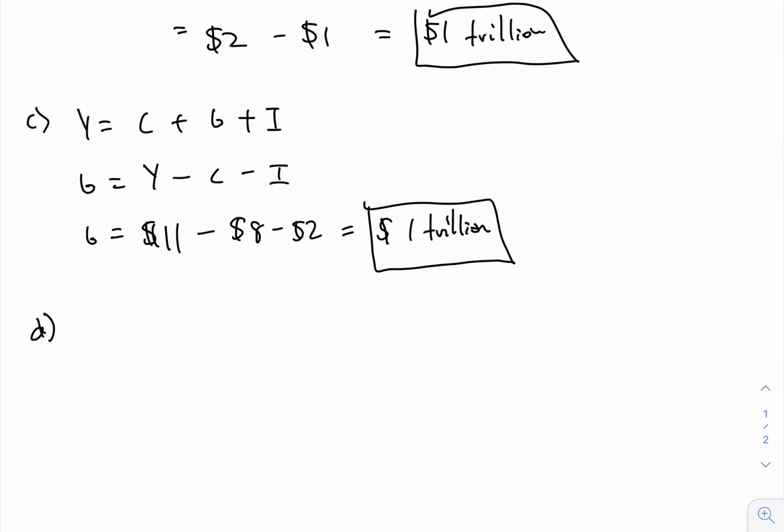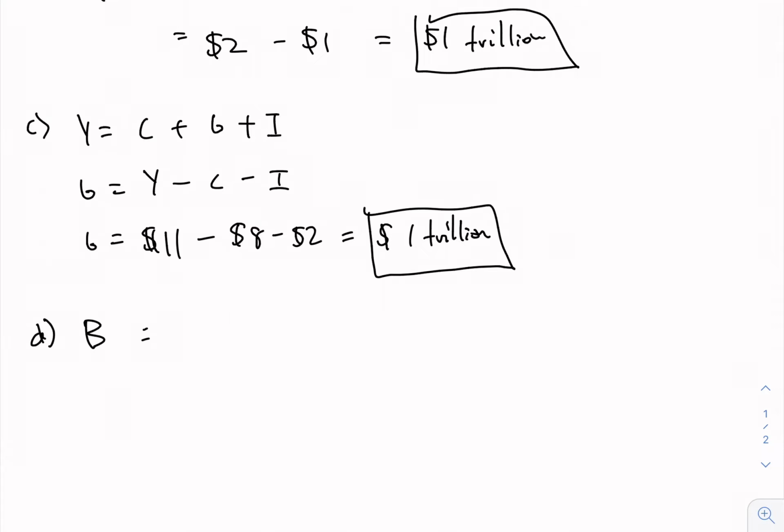Part D asks us to find the government budget deficit or the budget surplus, which I'll just label as B. So we know that whether or not the government has a deficit or a surplus is dependent upon how much revenue they earn and how much money they spend. So how much revenue they earn is equal to tax revenue, which is how much money they get from consumers by taxing them. But we also have to subtract how much they spend, which is transfer payments through the form of welfare and other social programs they give to consumers. And we also need to subtract government expenditures.